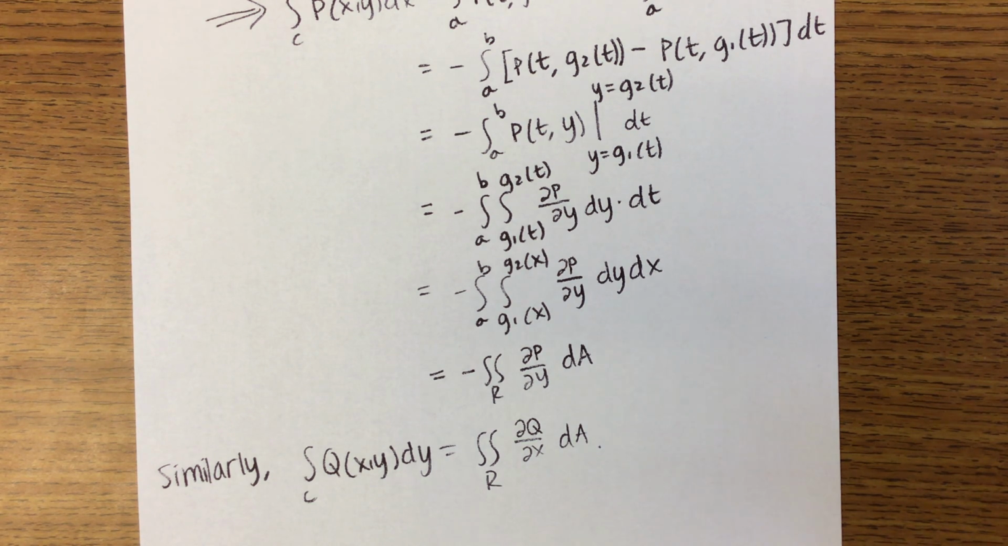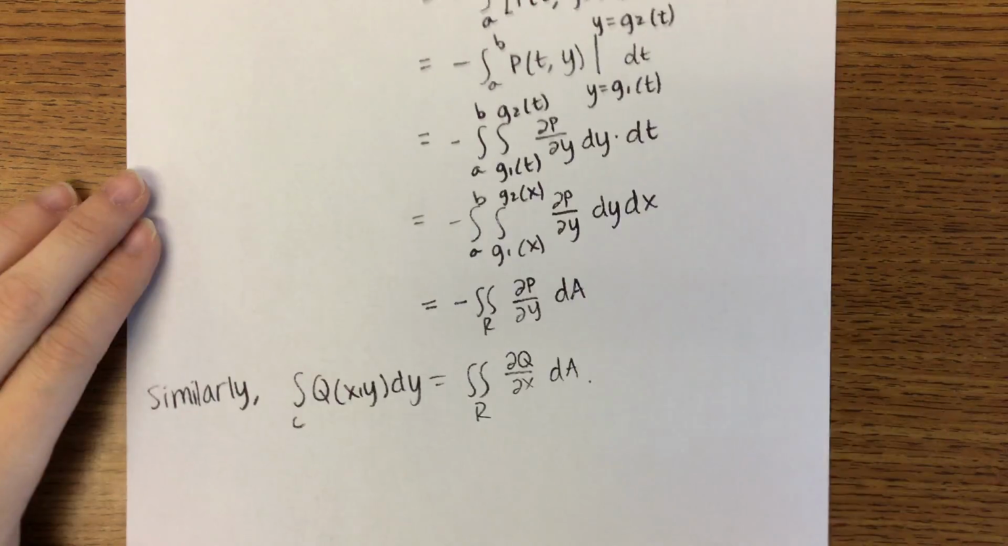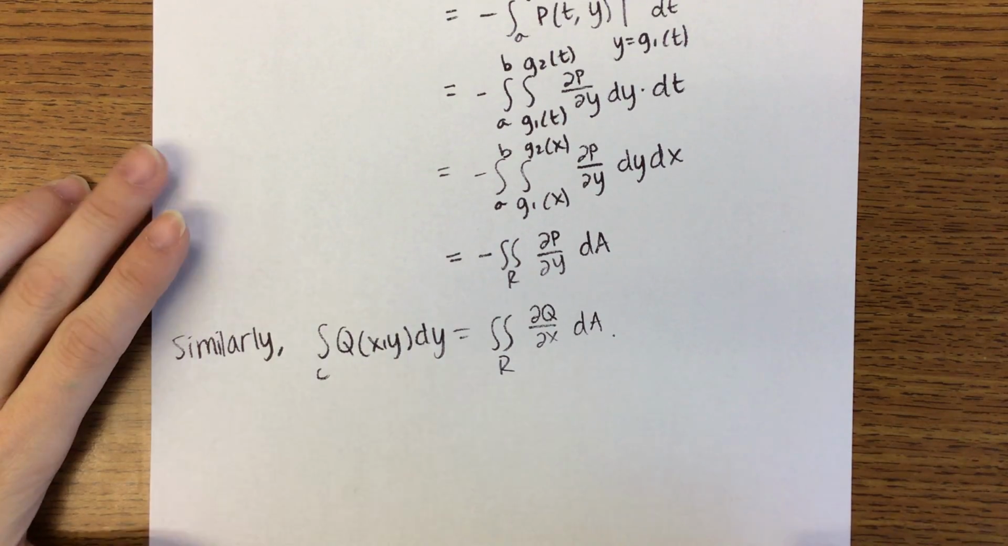Okay. My concern is not that you can come up with this proof yourself. My concern is that you understand what I did. Do we get the general gist of most of the steps? Okay. More important than the proof is actually being able to use Green's theorem, so that's what we need to do next.